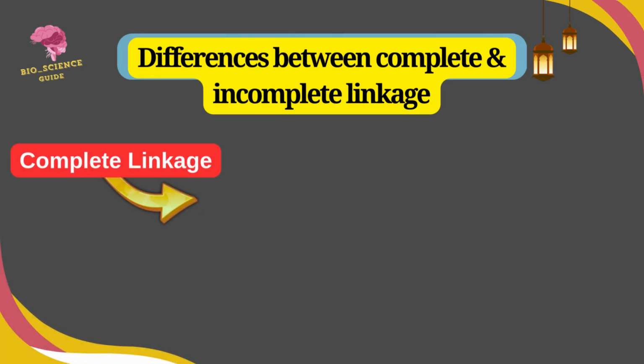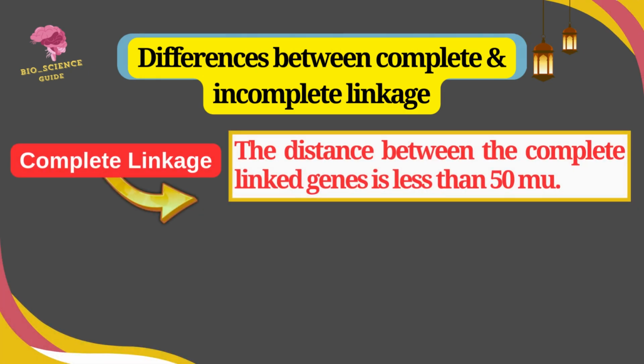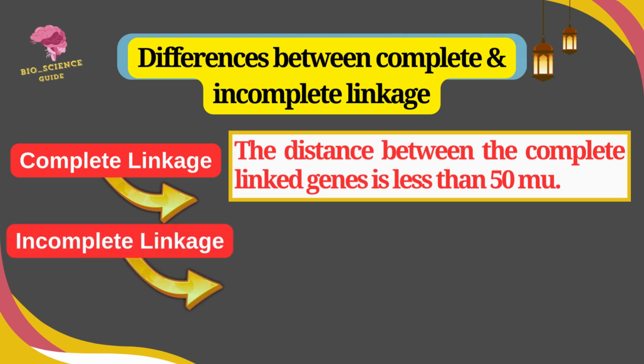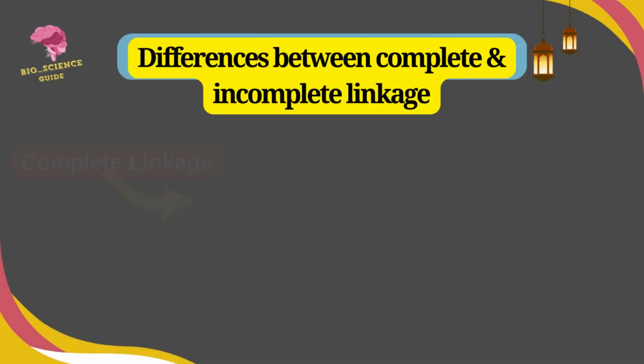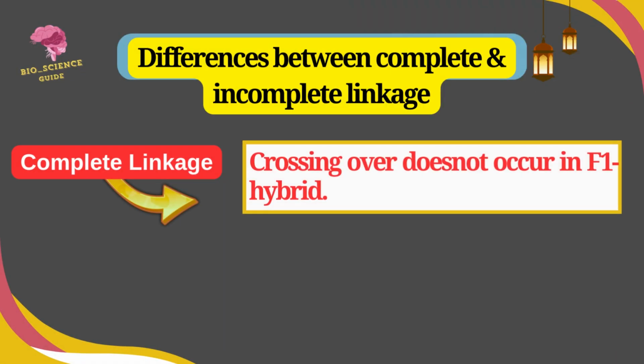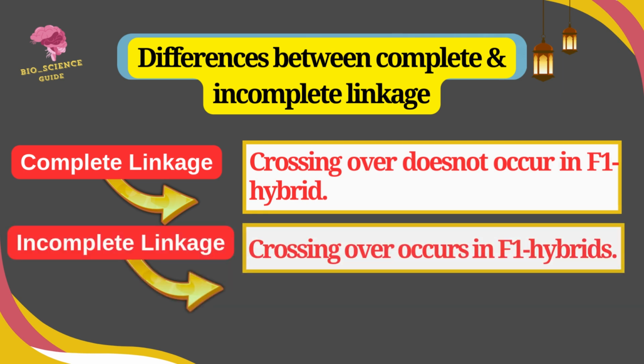In complete linkage, the distance between the linked genes is less than 50 map units. In incomplete linkage, the distance between the incomplete linked genes is 50 map units or more than 50 map units. In complete linkage, crossing over doesn't occur in F1 hybrid, but in incomplete linkage, crossing over occurs in F1 hybrid.